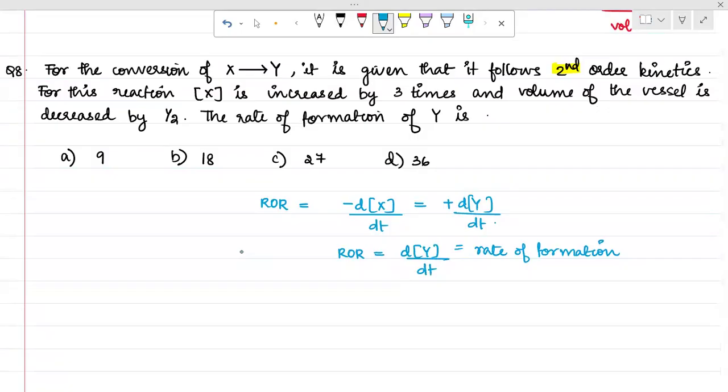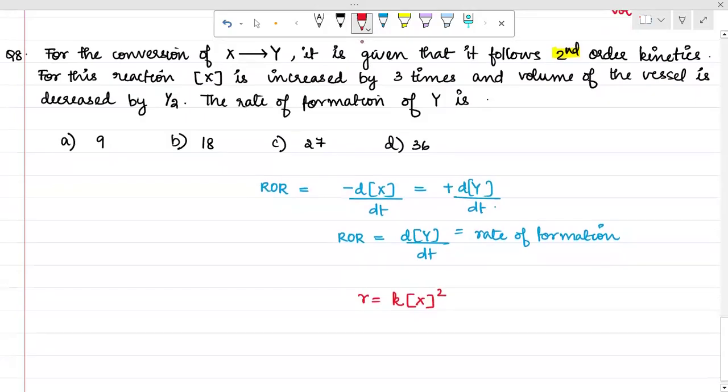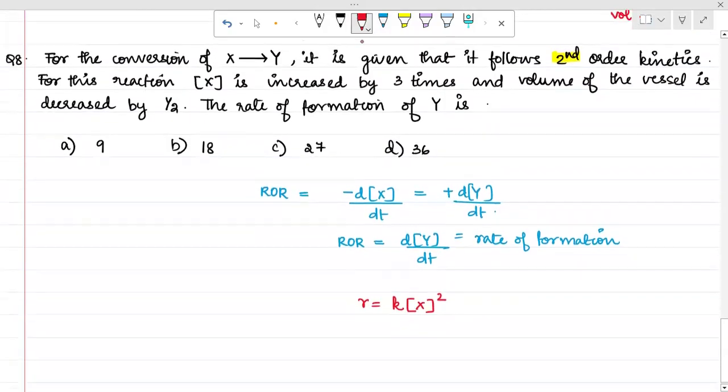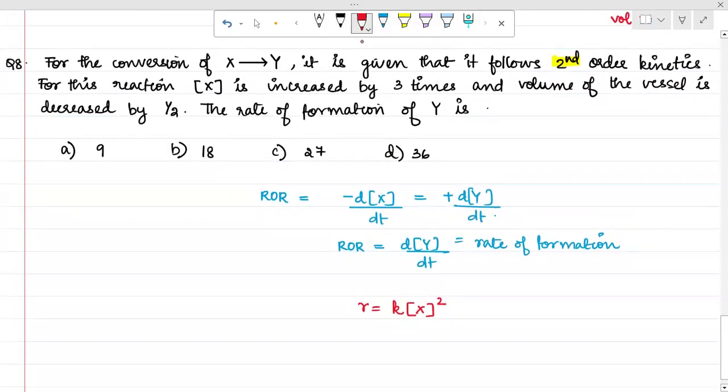Now it's given that it's a second order kinetics, correct? And there are two things happening. One thing is your rate is actually K into concentration of X to the power 2. This is going to be your expression because it's a second order kinetics. So first what they do is they are increasing the concentration 3 times. Correct? So when you increase the concentration 3 times, you know that the rate will increase by 9 times. So this is the new rate. So by just increasing the concentration of X by 3 times, your rate will change by 9 times.